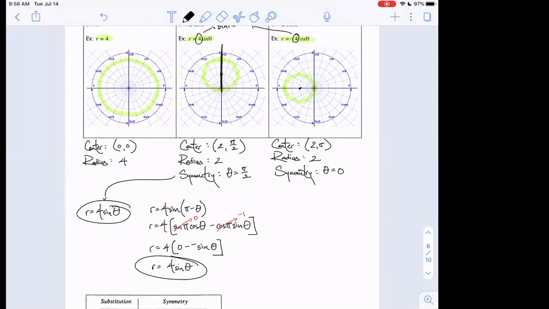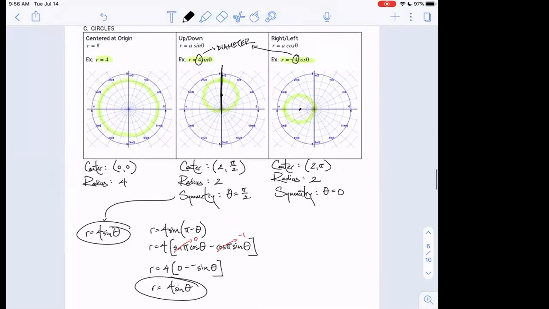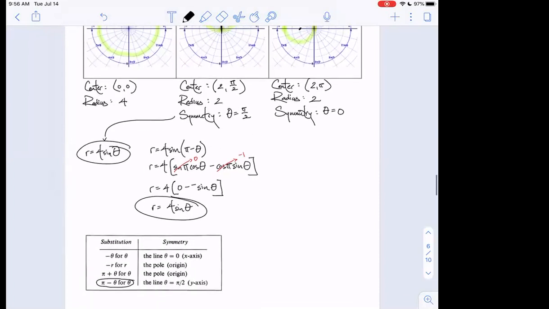We can do the same thing for the cosine one, but it has a different line of symmetry. This one has symmetry of theta equals 0. So let's go back to that little chart and see what substitutions we can make here. If it is symmetric about the line theta equals 0, then the substitution I can make is everywhere I see a theta, I can put in a negative theta.